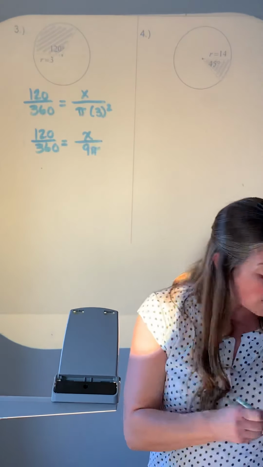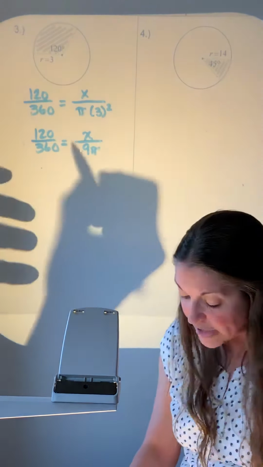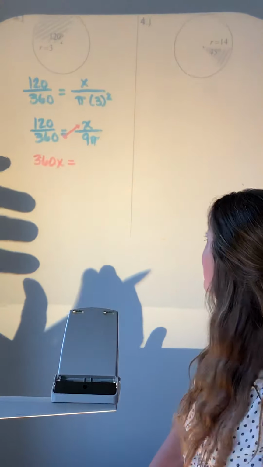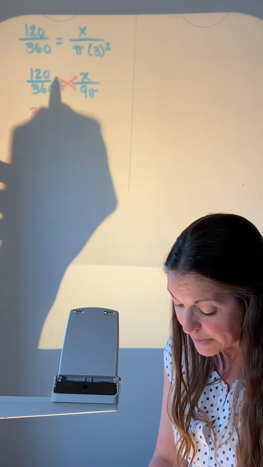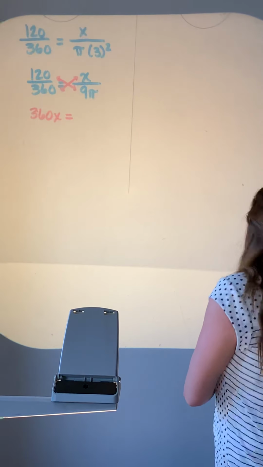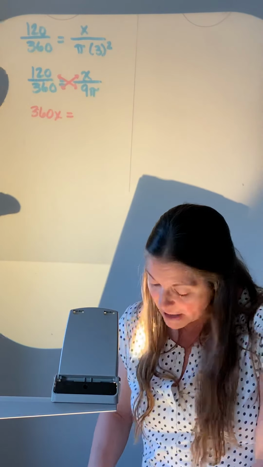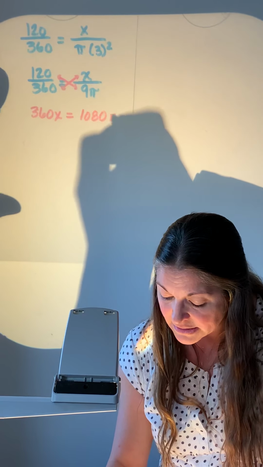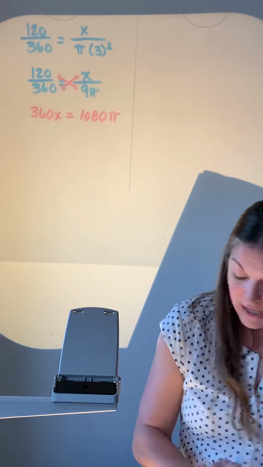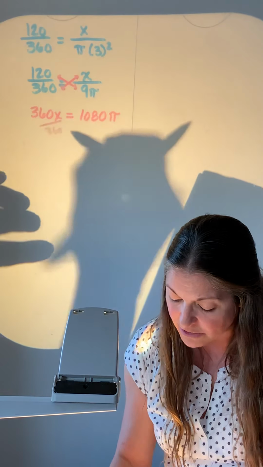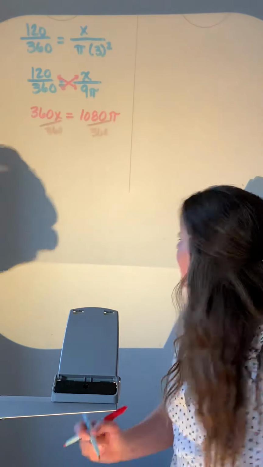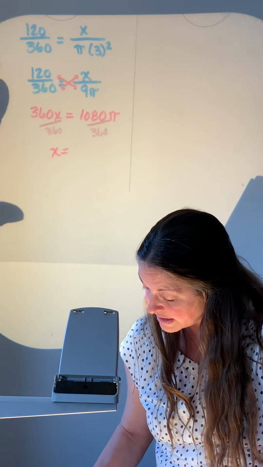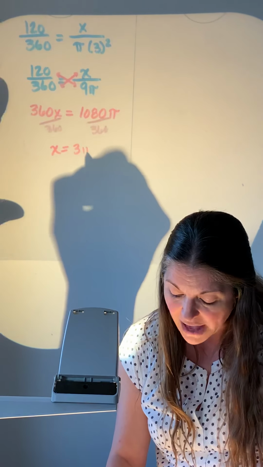And now my job is to cross multiply. So that's going to be 360 times x, so I'll have 360x on one side of my equation. Over here, I'm going to do 120 times 9, and whatever that gives me, I'm going to put that pi right next to it. That gives me 1080, and there's that pi. And then we're going to just simply divide by the 360 on both sides. Again, just leaving that pi exactly as you see it. We just keep carrying it down. And that gives us 3 pi.